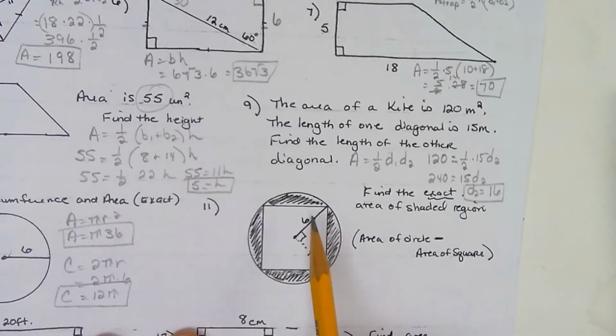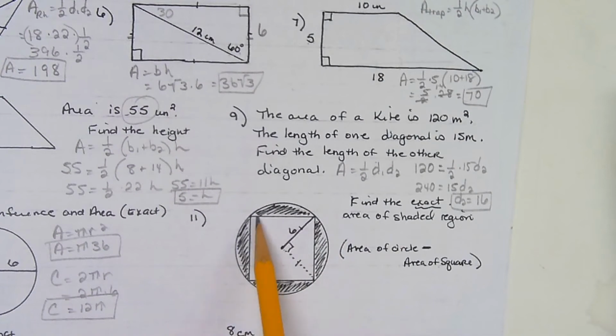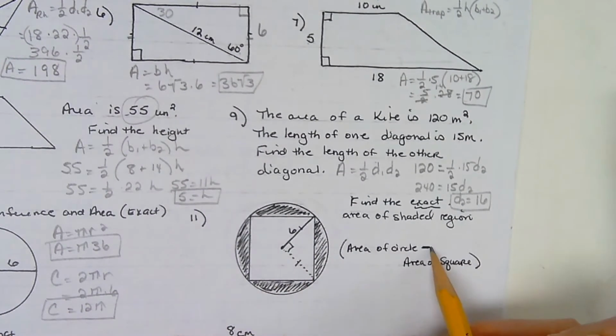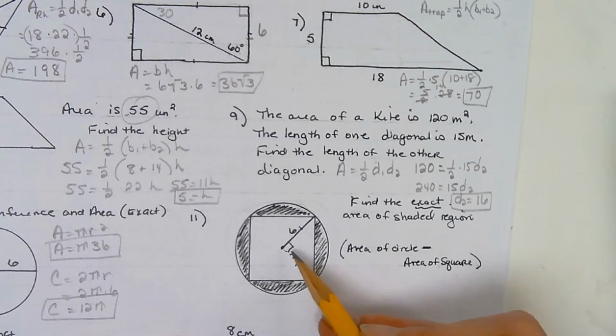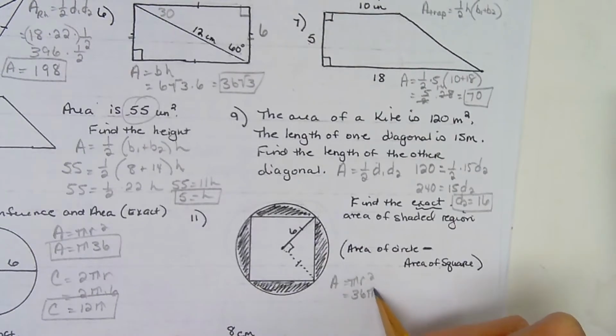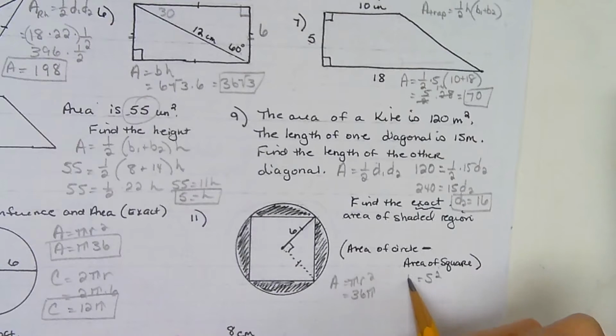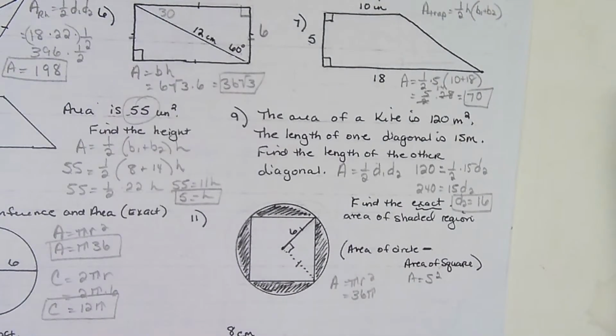Number 11, we want to find the exact area of the shaded region. So to do that, I'm going to find the area of the whole circle and then subtract, and that will leave these edges. So the circle minus the area of the square. I'm told that the circle has a radius of 6, so the area of the circle is pi r squared, and so that's 36 pi for the area of the circle. Now the area of the square is going to be equal to s squared, but I don't know the length of the side yet, but I can find it.